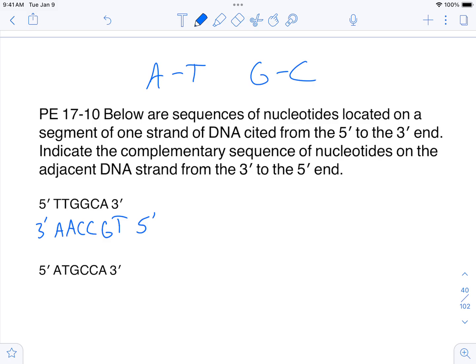And then for the bottom one, same idea here, 3', and then we're just doing T, A, C, G, G, T, 5'. And that is your answer for that. So complementary sequences or base pairs are not too difficult to do.